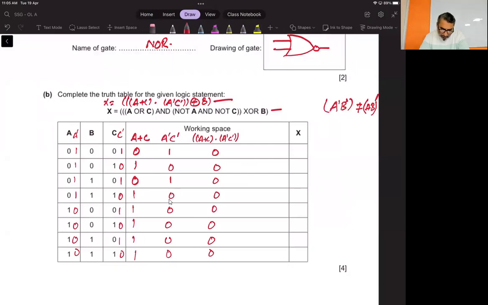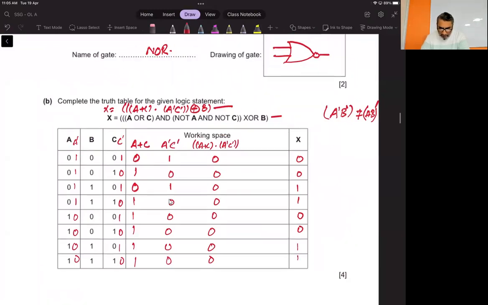Then we have exclusive OR B. Now this result will be exclusive ORed with B. Whenever there are same inputs, the result will be 0. So 0, 0, 1, 1, 0, 0, 1, 1. This is your answer.